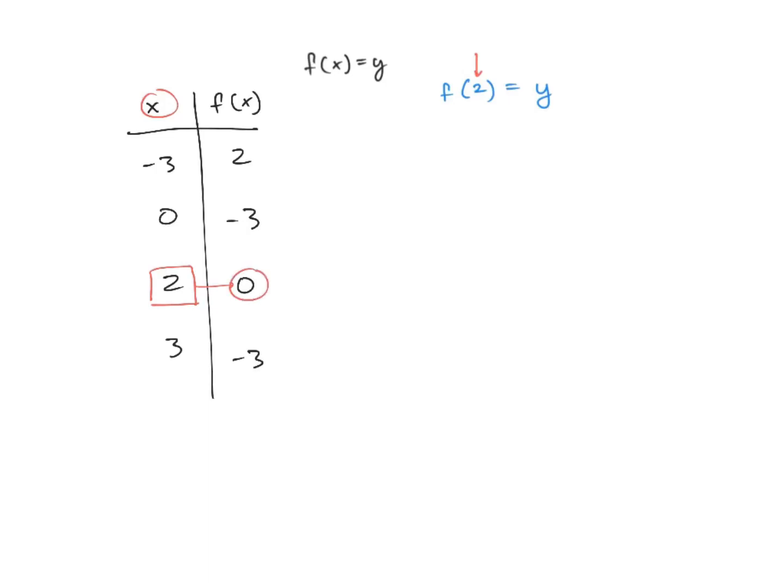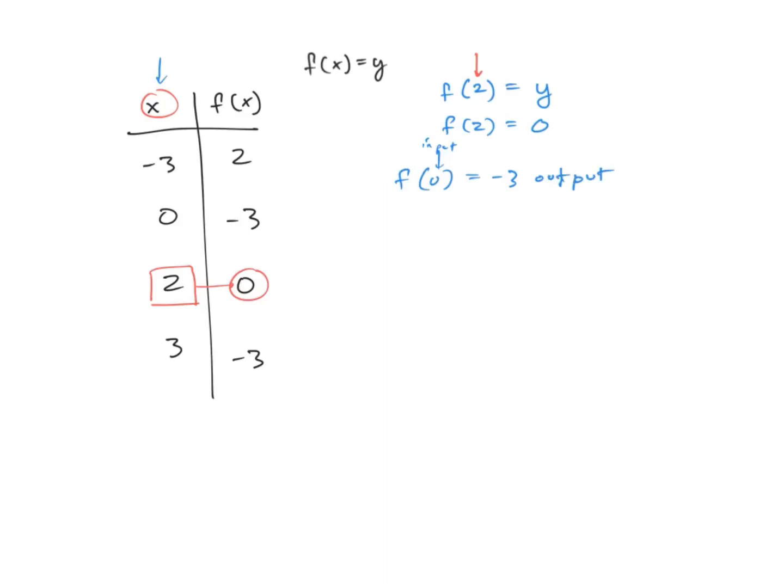So my f of 2, what is y? My y is 0. And if I did, what is f of 0? Same thing. I'm looking in my x column. I'm looking for my inputs. If my input is 0, my output is -3. That's how we're working this.